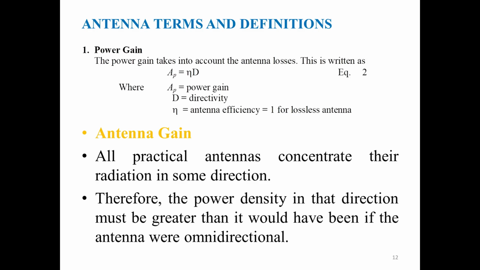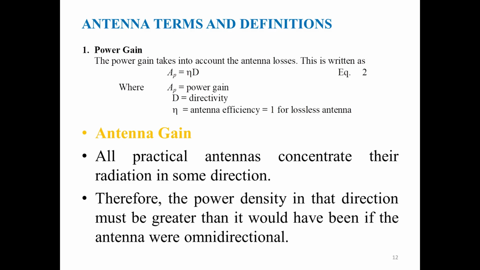Some definitions we will be meeting in the course of studying antennas. One is the power gain. The power gain takes into account the antenna losses. This is written as A subscript P equals nu D, where A_P is the power gain, D is the directivity, and nu is the antenna efficiency, which is equal to 1 for lossless antennas.